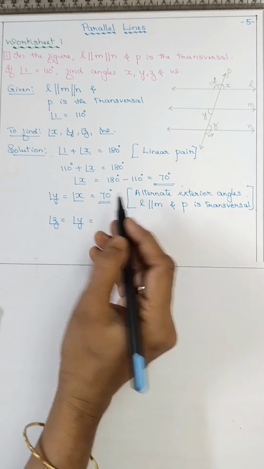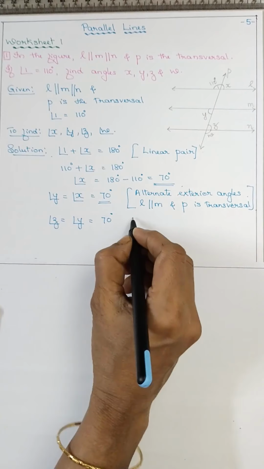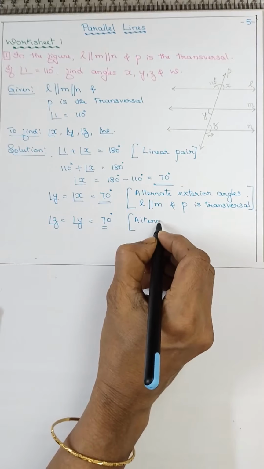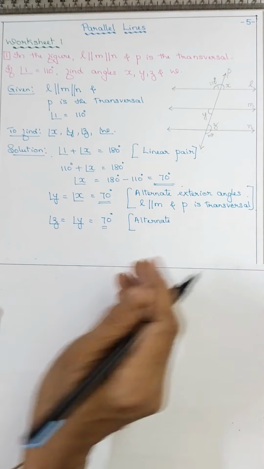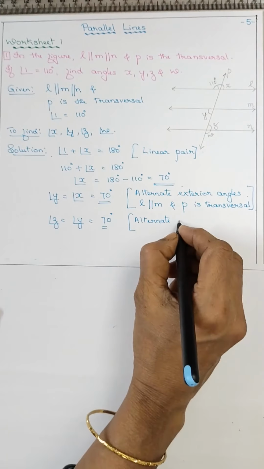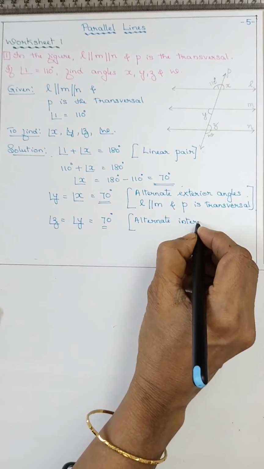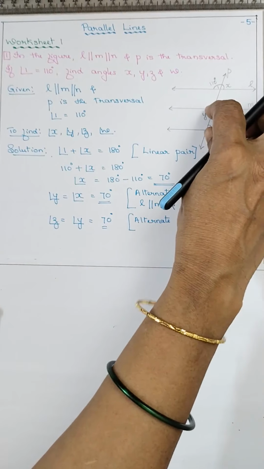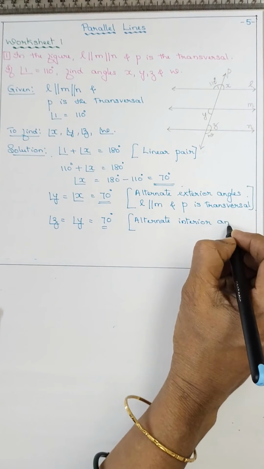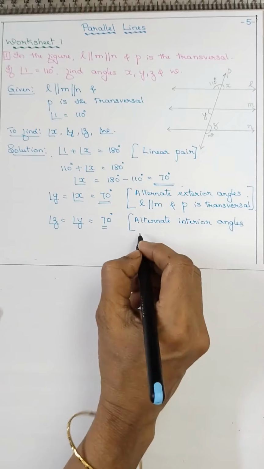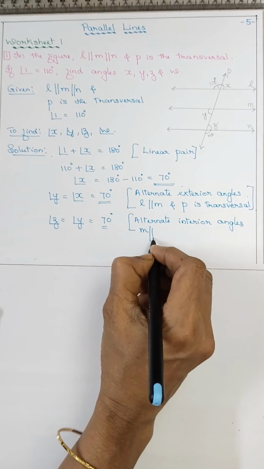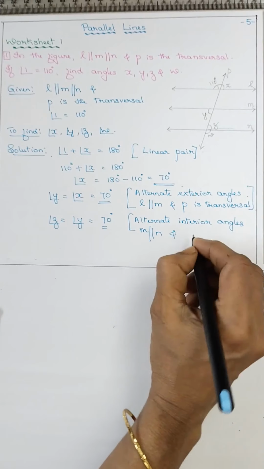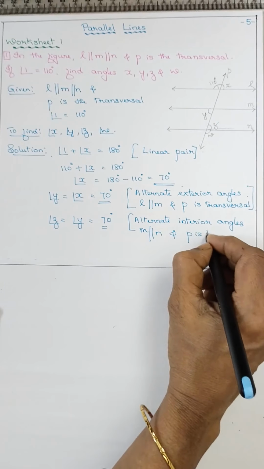Again Y you got 70. Y alternate interior. Here it is alternate interior because you are taking M and N, both are interior angles. M is parallel to N and P is the transversal.